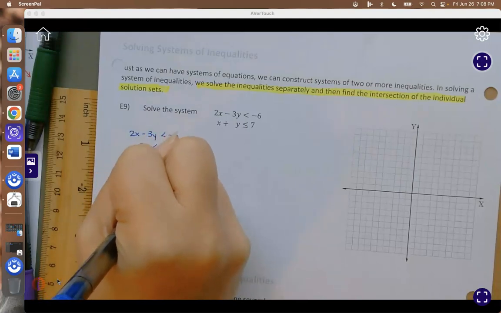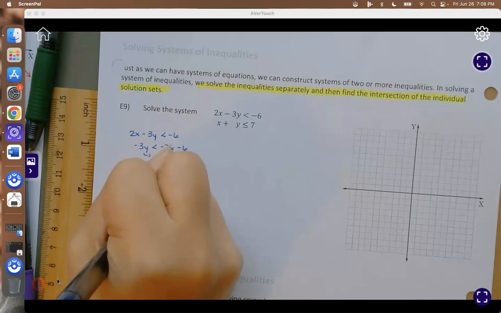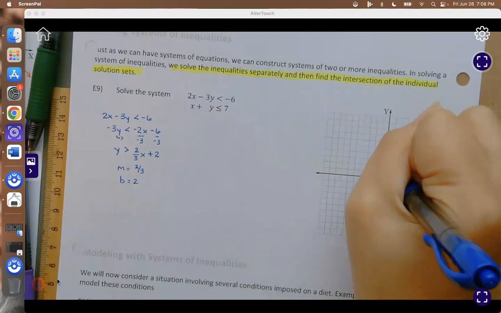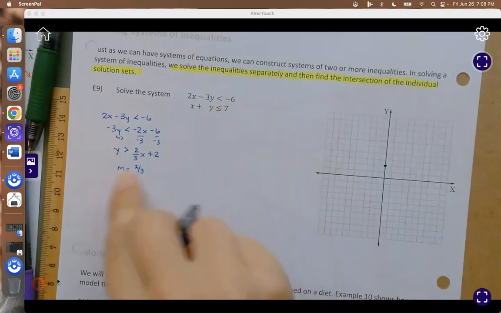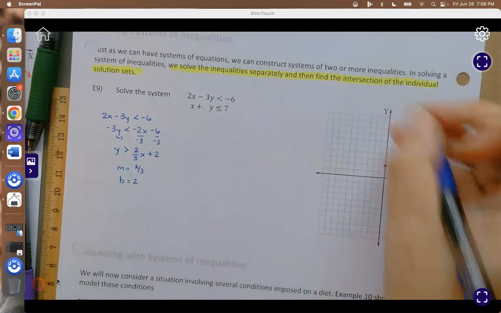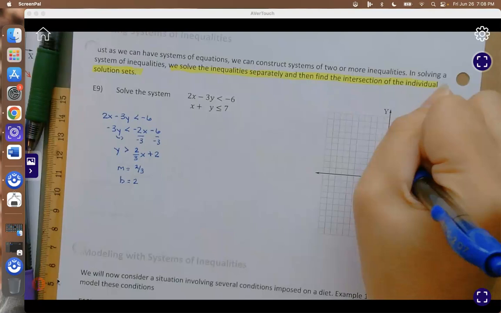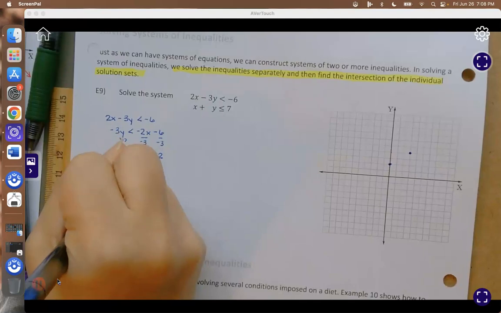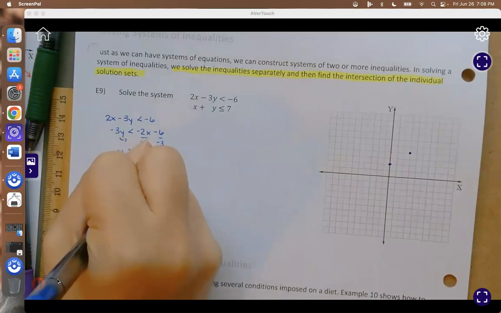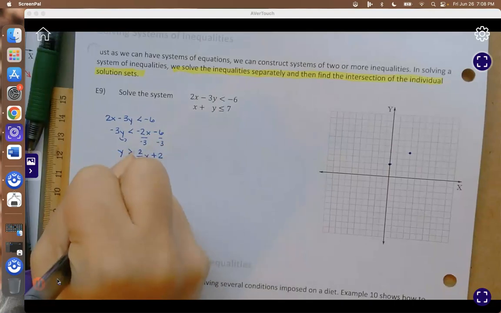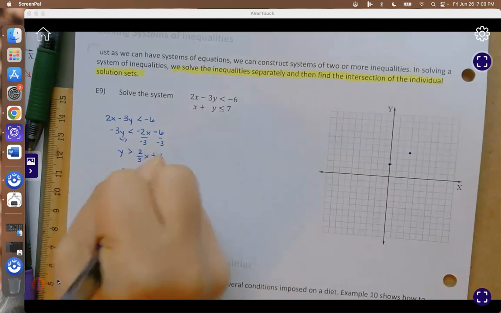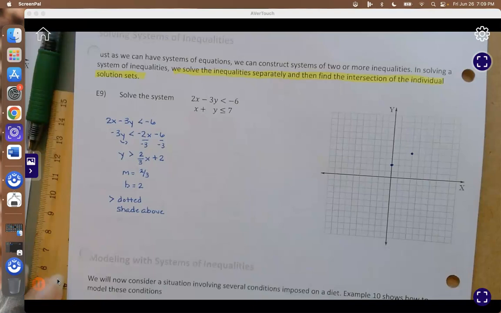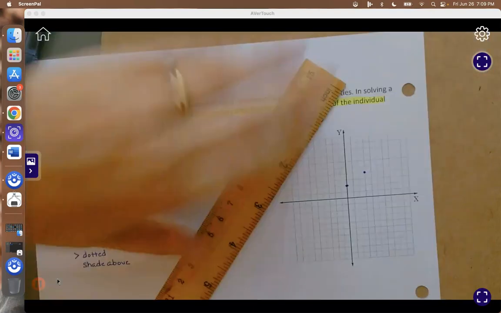This is m equals 2/3, b equals 2. So we go to 2, 1, 2. We go up 2. Now if this was a negative 2/3, you go down 2 and still right 3. But this is positive 2/3, so go up 2, right 3. Now we have this symbol, so this means it's going to be a dotted line, and shade above. And remember, when it's a dotted line, the points that are on that line do not count as part of the solution. It's kind of like a boundary line, but it doesn't count.